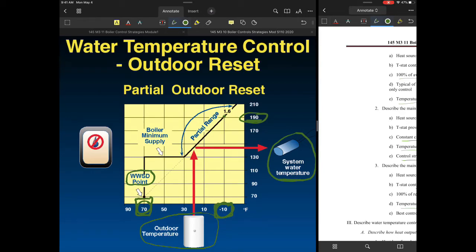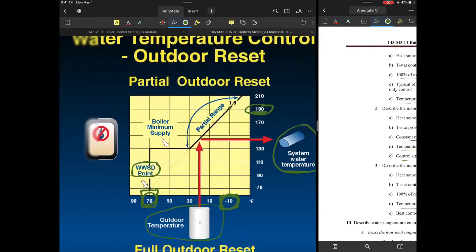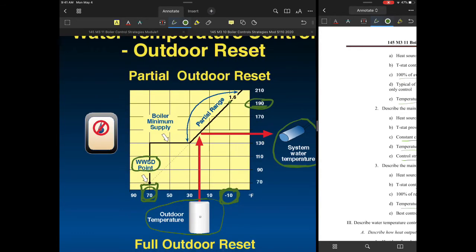What we do then is essentially identify the max temp that we want the boiler to work at and the minimum temp that we want. Now, what makes it a partial outdoor reset is the fact that at -10, we're going to be at 190.